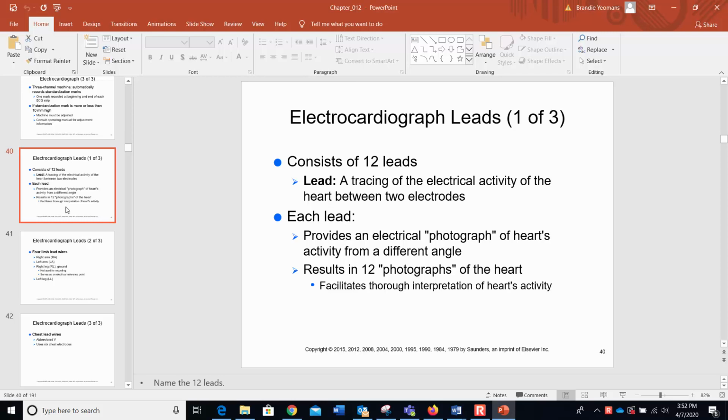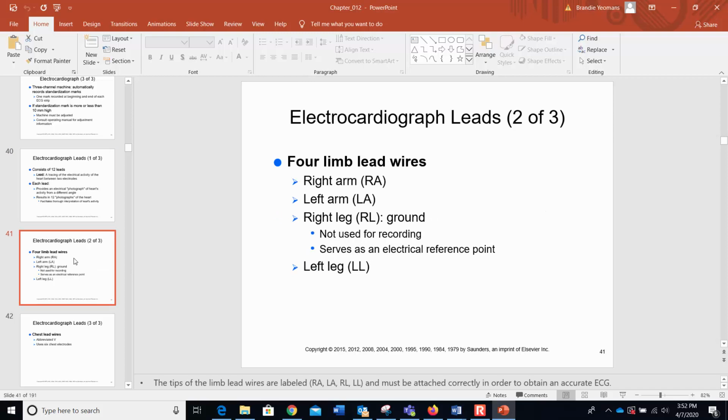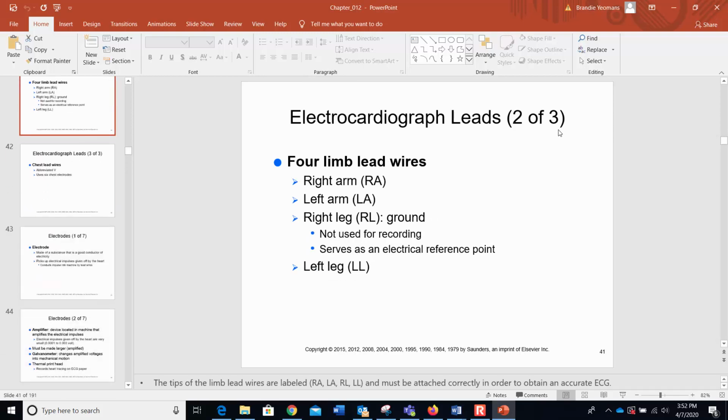A lead is the actual tracing of the electrical activity of the heart between two electrodes. So we have leads, we have electrodes, all these cool new terms. Each lead provides us basically a picture or a photograph, as the slide is showing, of the heart's activity from a different angle. This results in about 12 pictures of the heart. So we're looking at all different angles, like we were trying to take a CAT scan or an MRI type of picture.